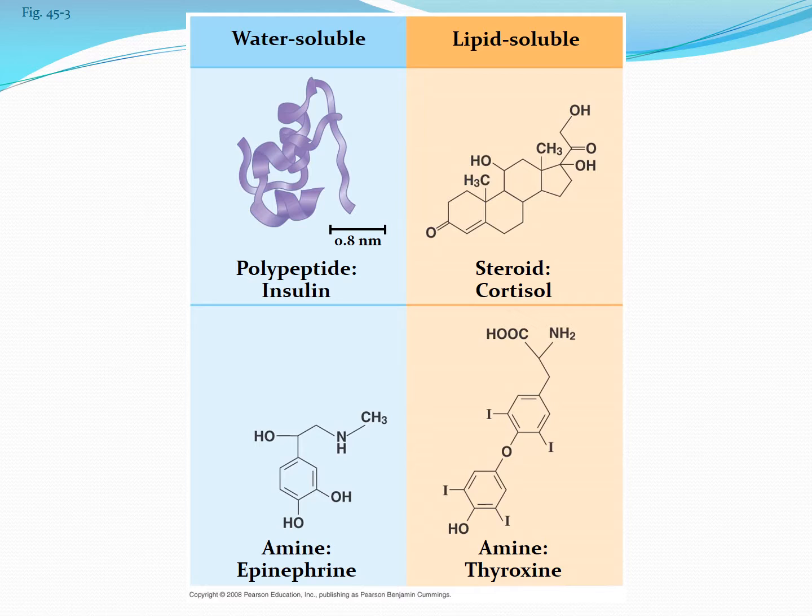Here you can see those examples. Our water-soluble examples would be insulin and epinephrine, and both of these are going to have receptors on the membrane. Over here we see our lipid-soluble hormones. An example of a steroid hormone would be cortisol. An example of an amine would be thyroxine. These are both lipid-soluble, which means that their receptor must be intracellular.